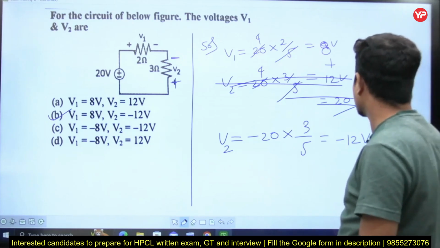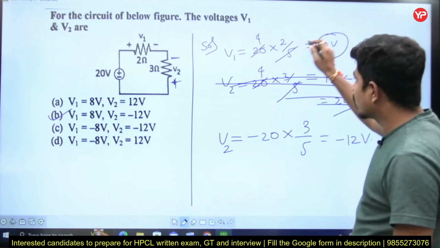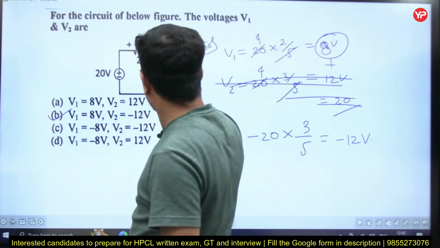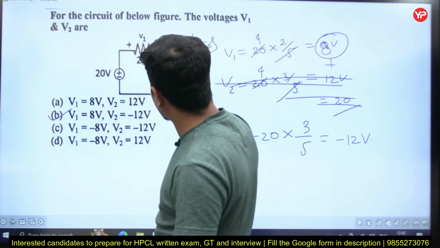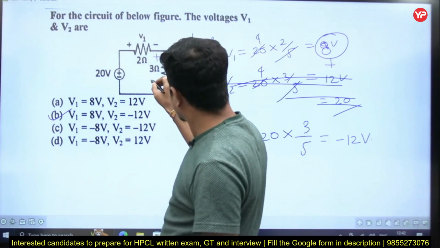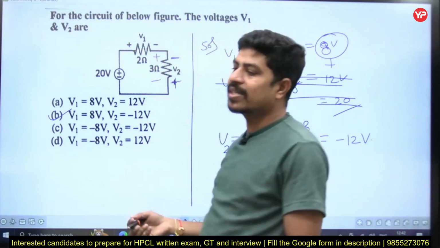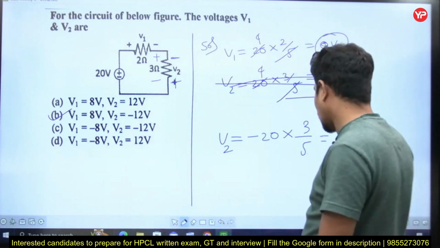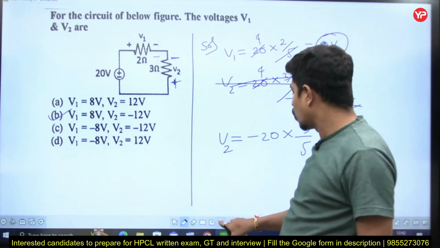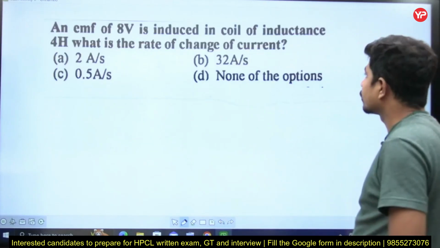Let's go to the next question. In fact, this 8 volts is the voltage V1, and this voltage is minus V2. Why? Because as current is flowing, this is plus, this is minus, but that fellow has taken minus plus, his convention, and we can't do anything. So the summation of those two voltages must be equal to 20 volts.